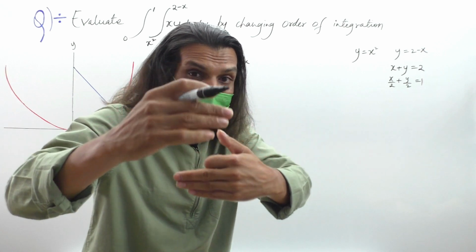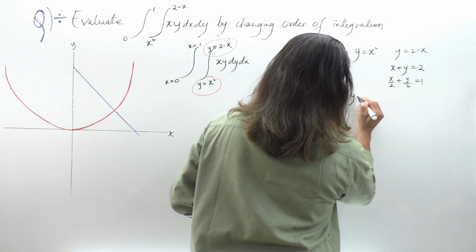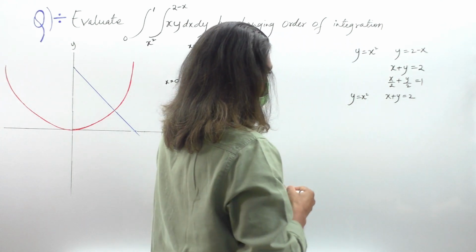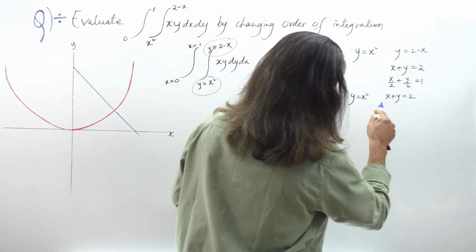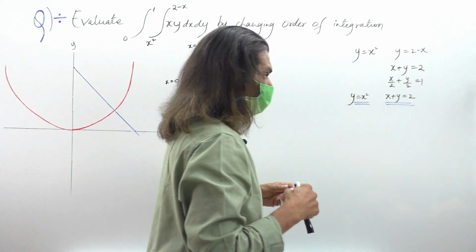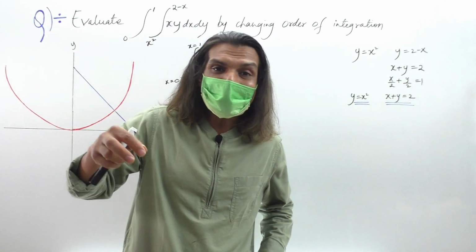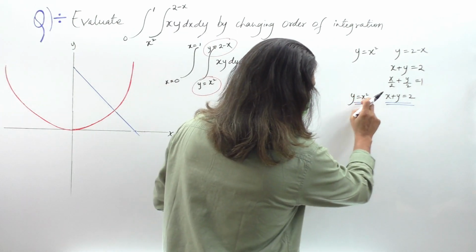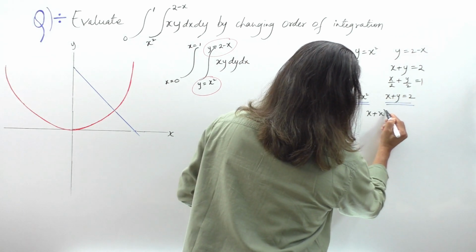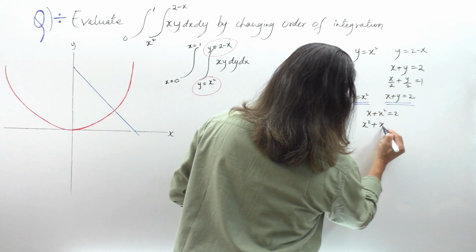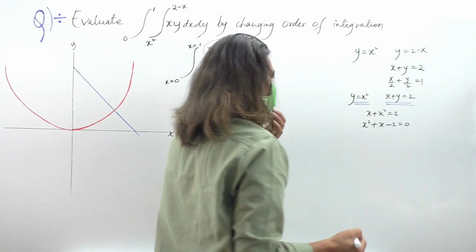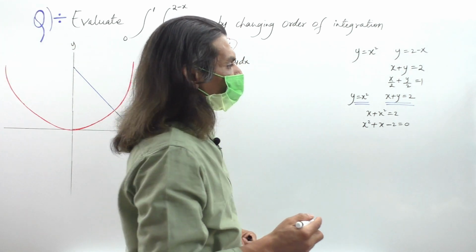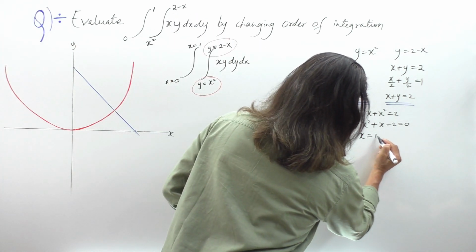Now let's find the point of intersection. So we have y is equal to x square and x plus y is equal to 2. How to find the points of intersection? You need to play with the two equations, substitute or play with them. So y is equal to x square, put here. We have x plus x square is equal to 2, or x squared plus x minus 2 is equal to 0. You can use your calculator to solve this, or solve it manually using the quadratic equation. So you get the values of x as x is equal to 1, minus 2.